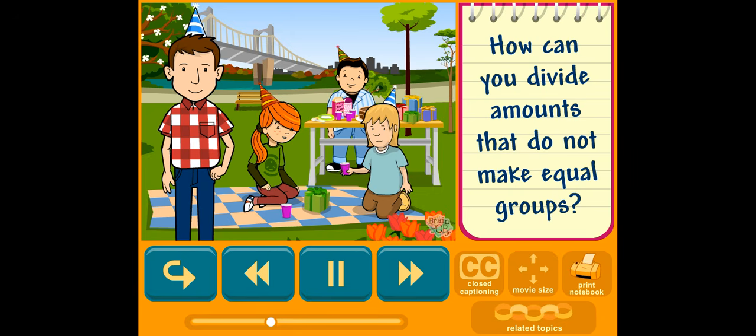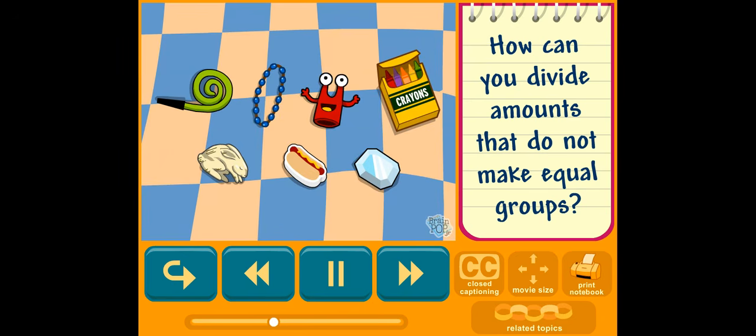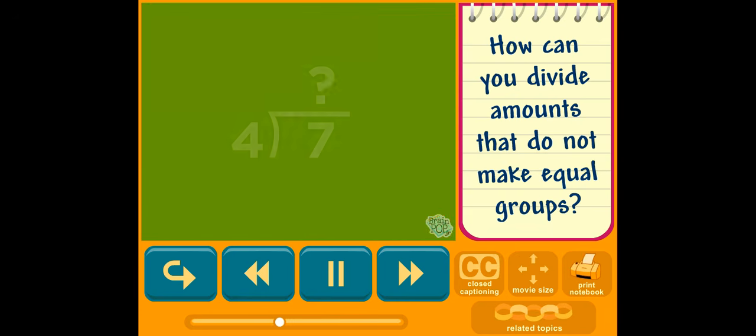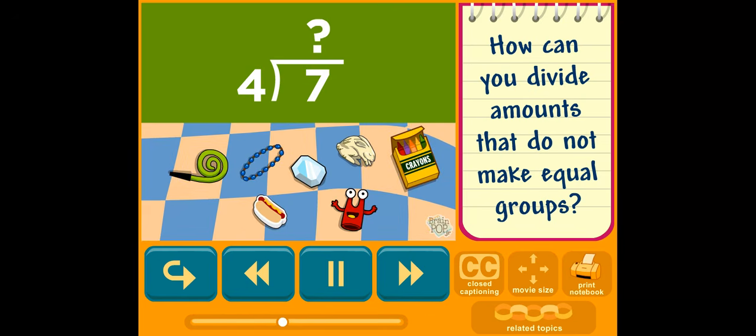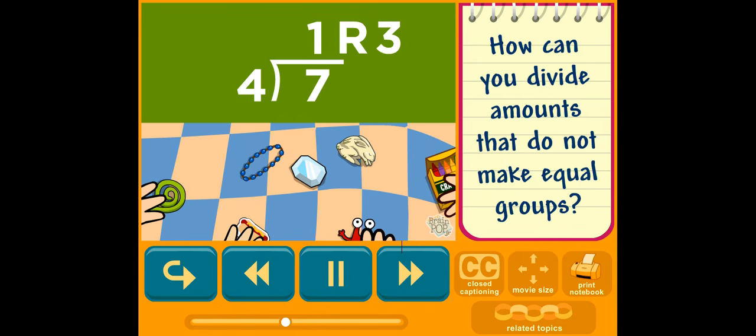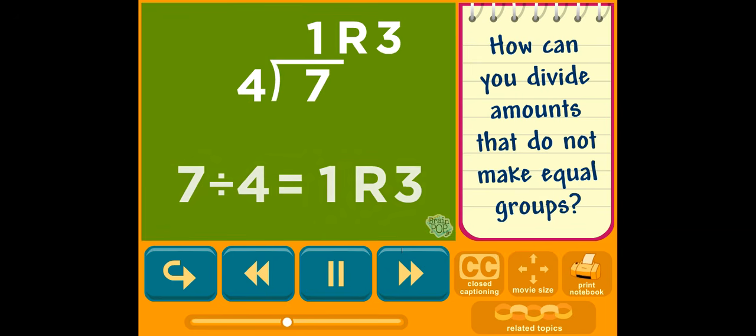Colin is having a birthday party. There are 7 party favors and 4 people. How many favors does each person get? How many are left over? To find out, divide 7 by 4. Each person can take 1 favor. There are 3 left over. You can also write it this way.